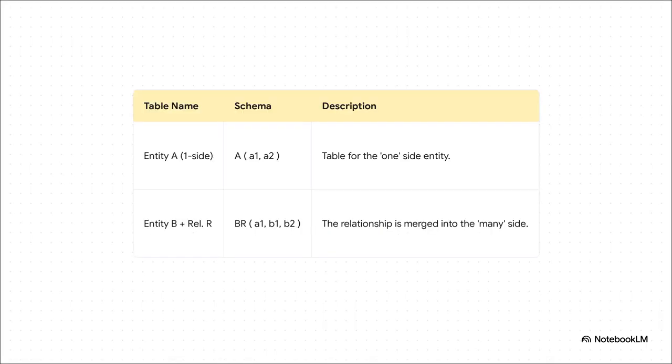Now, here's the trick to this optimization. You take the primary key from the one side of the relationship, in this case the department ID, and you add it as a new column in the table on the many side, the employee table. This new column in the employee table is a foreign key. It points back to the correct department for each employee. So the relationship table basically gets absorbed into the many side. Pretty neat, huh?